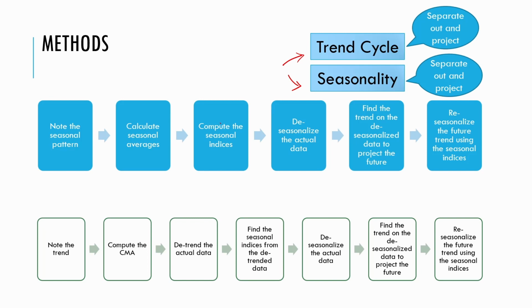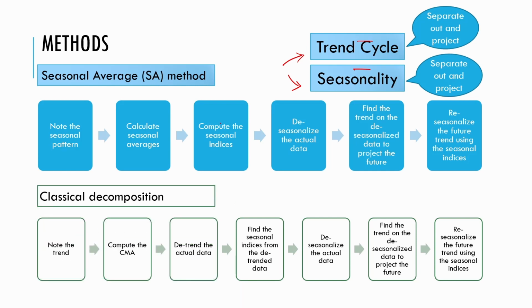But the question that remains here is which one is to be done first? That is, whether we will separate out trend cycle first or seasonality first and then trend cycle. Based on that order, we have two methods. The first method is known as the seasonal average method, and the second method is known as the classical decomposition method. In the seasonal average method, we first separate out the seasonality component. So remember, first seasonality and next trend.